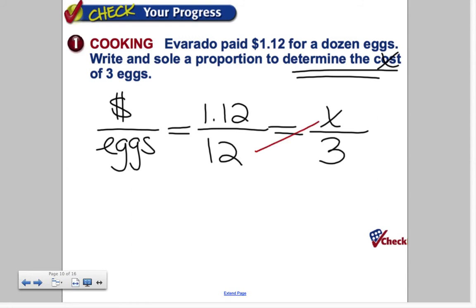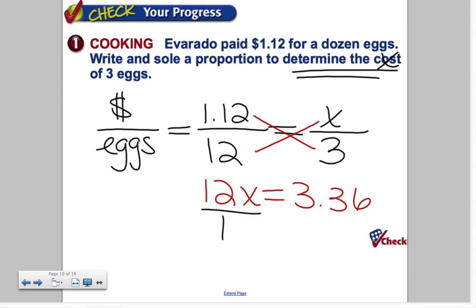So you got 12 times X, which is 12X, and $1.12 times 3 would be $3.36? Yep, $3.36. Because I just tripled the dollar and tripled 12 cents, and I got $3.36. All right, so we got $3.36. And then obviously, what operation are we going to use to solve for our cost? Division.